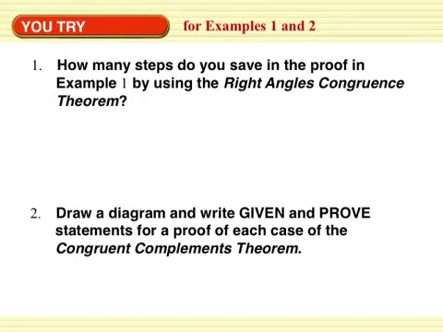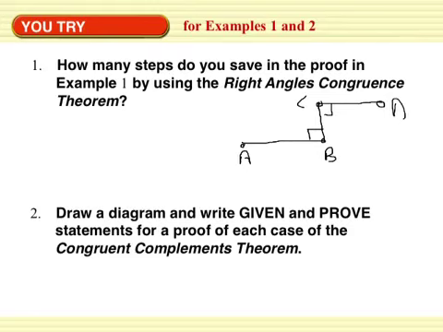Alright, you try. How many steps do you save in the proof in example 1 by using the right angles congruent theorem? Example 1 was the one that looked like this. A, B, C, D. Okay. How many steps do you save in the proof in example 1 by using the right angle congruent theorem? Really, let me talk through that.